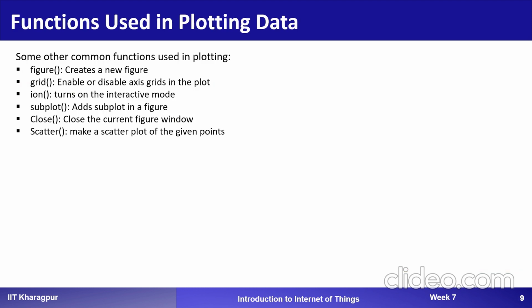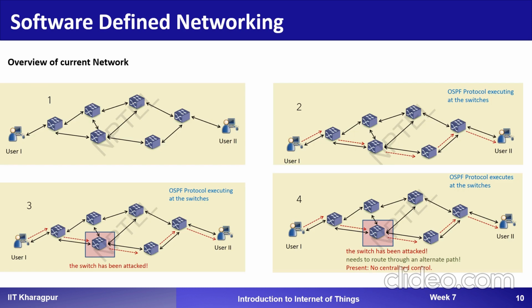Okay, so this is for remote logging of your data. Now the next topic we will discuss is SDN. In a traditional network, if you want to send data from your sender to the receiver, there are various intermediate routers and switches through which your data will travel. Consider this case: user 1 wants to send data to user 2, and there are various intermediate devices through which the data will travel.